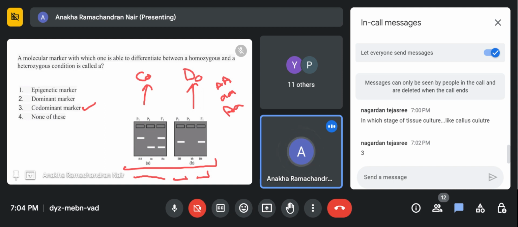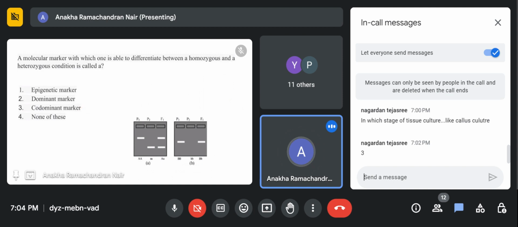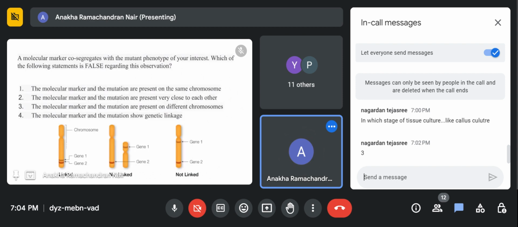All right. I'm assuming no doubts are there. So this is the last question for today. A molecular marker co-segregates with the mutant phenotype of your interest. Which of the following statements is false regarding this observation? Option 1: the molecular marker and the mutation are present on the same chromosome. Option 2: they are present very close to each other. Option 3: they are present on different chromosomes. Option 4: they show genetic linkage. You have to find out which is false regarding the observation.